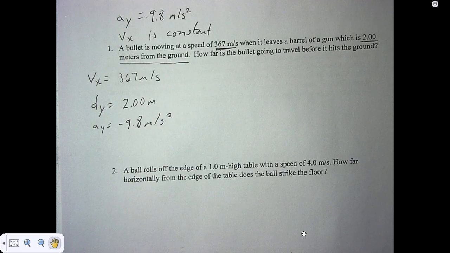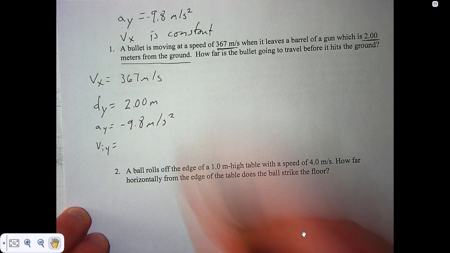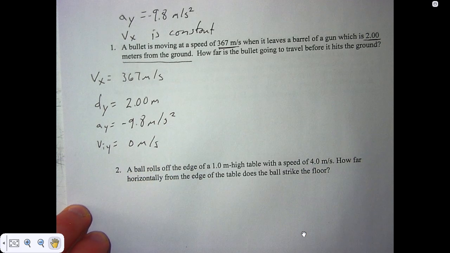Okay, in the x direction, we know the velocity isn't going to change. In the y direction, we know it is going to change. If I was going up, yes. But it is 0 when I start. So the initial y velocity is 0 meters per second.